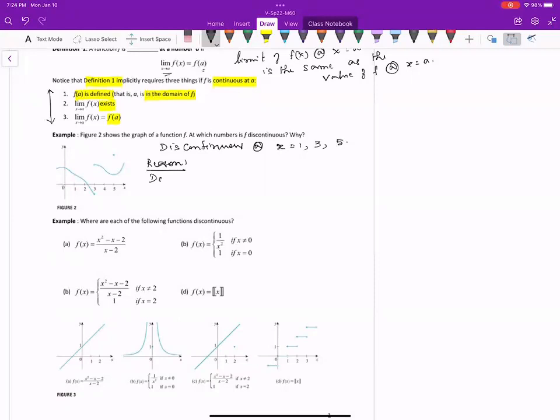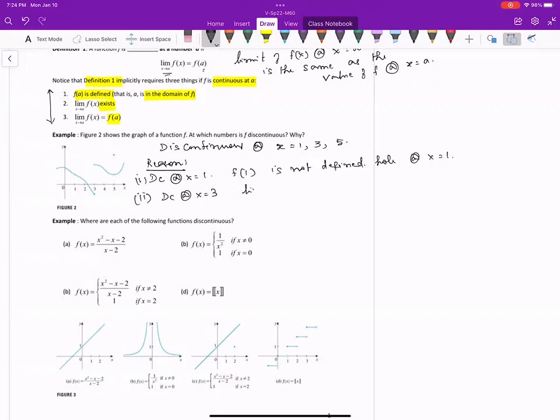Discontinuous at 1 because f at 1 is not defined. That is a hole, correct? Hole at x equal to 1. The second reason, discontinuous at 3.